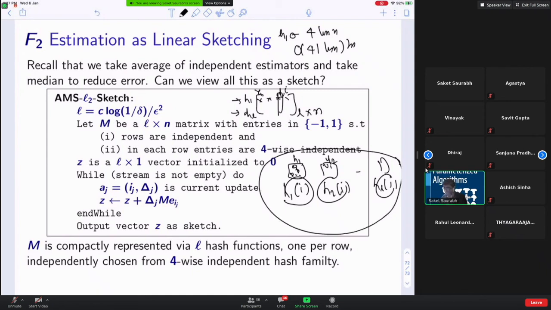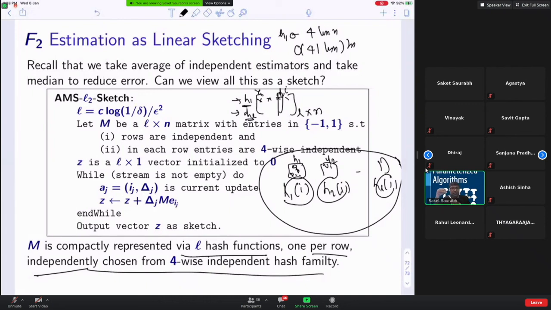So M is an L cross N matrix where each row is indexed by a hash function, and at that i it basically stores +1 or -1. But we don't need to keep the whole matrix. Whenever an entry comes, I can generate this column, take the dot product with this, and add it to Z. And this is why vector Z is a sketch. So M is compactly represented by L hash functions, one per row, independently chosen from a 4-wise independent hash family.